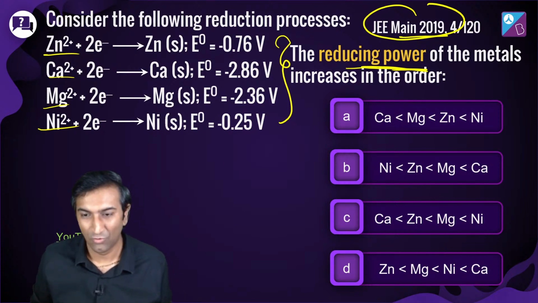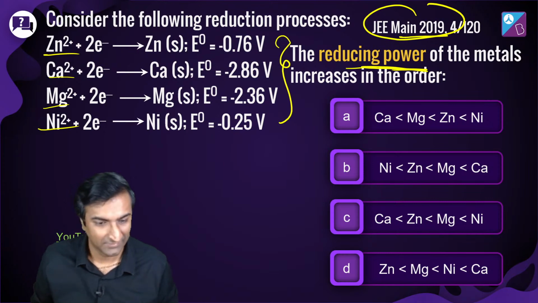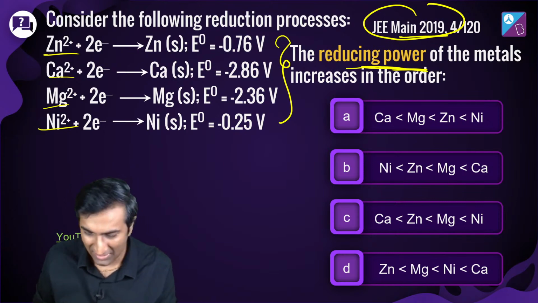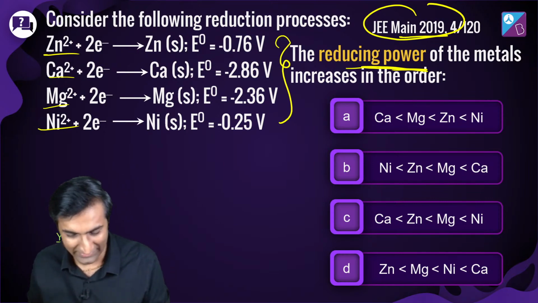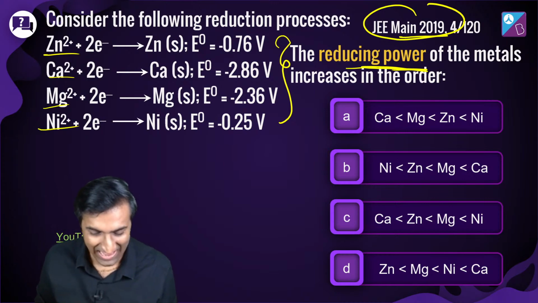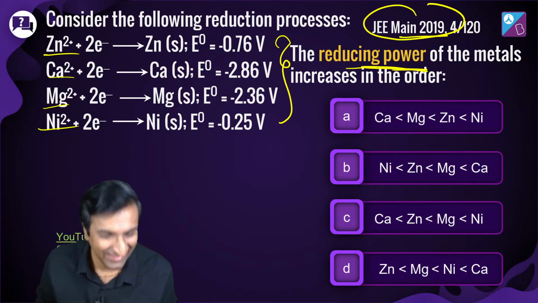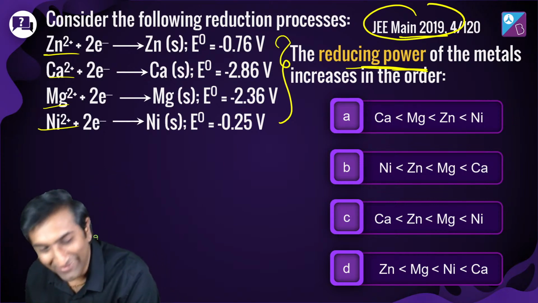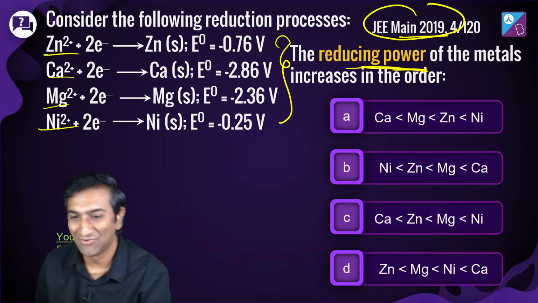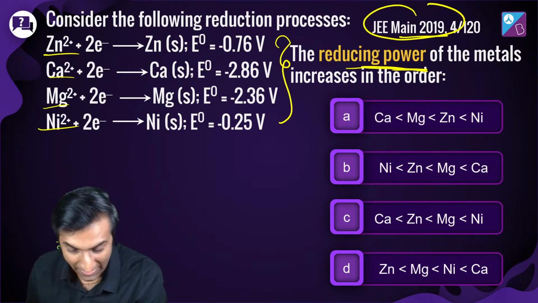What do you guys think the answer to this one is going to be? A. Okay. Are you sure it's A? A. Bro, reducing power. A. I'm not saying the answer is A. Why are you all saying A? Okay, let me go back one step.